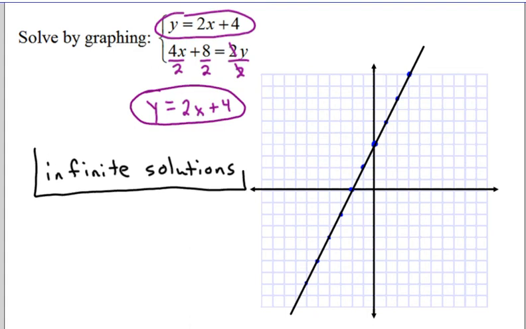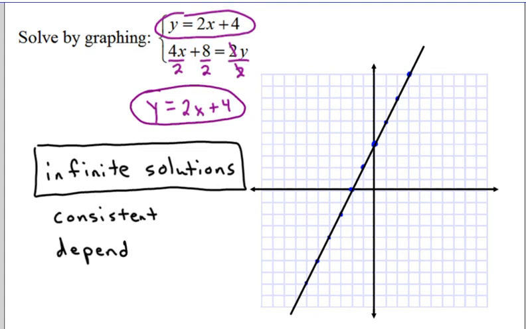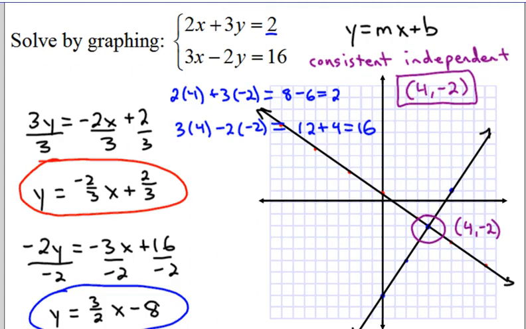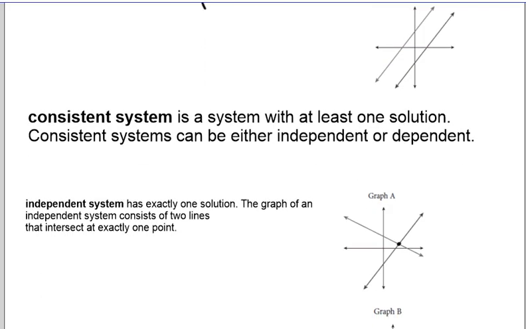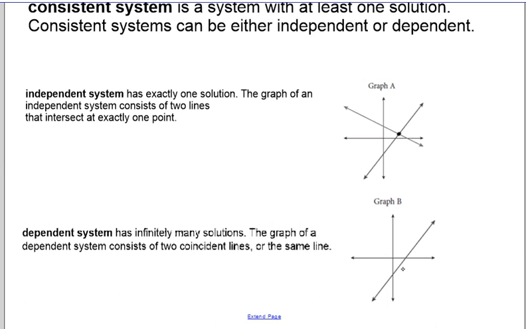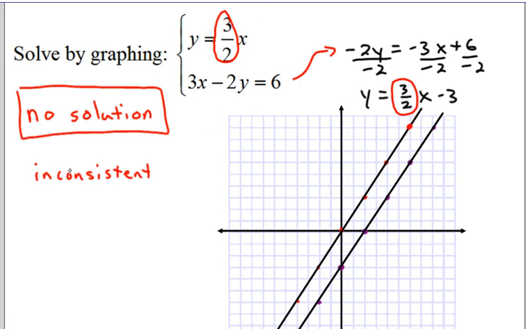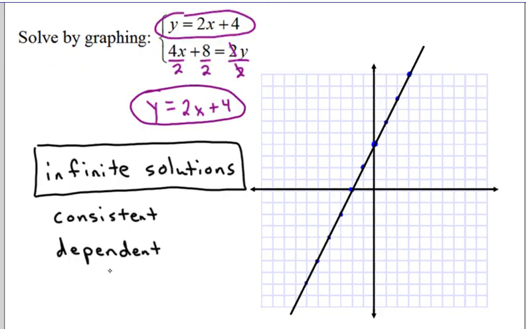Right? It is a consistent system. It's consistent because we can get an answer, but since there's infinite answers, we say it's dependent. If there's only one answer, we say it's independent. Go back to this first slide that I'm sure you wrote everything down. A consistent system is a system with at least one solution. They can be independent or dependent. If there's one solution, they're independent. Infinite solutions, they're dependent. Okay? So we had infinite solutions, so it's dependent.